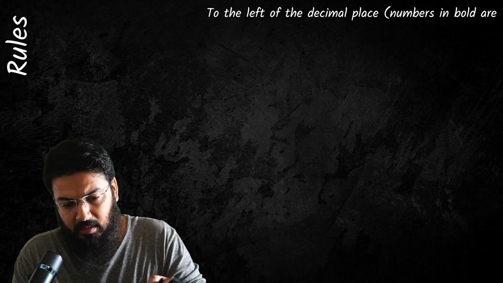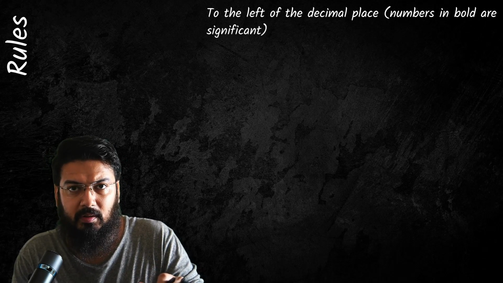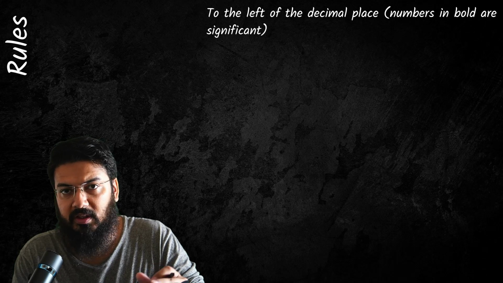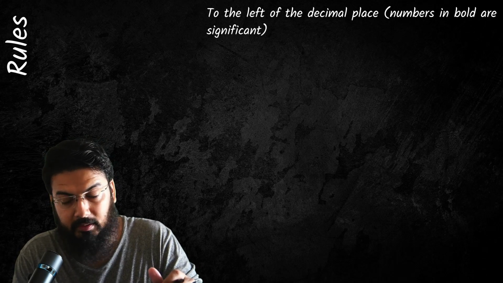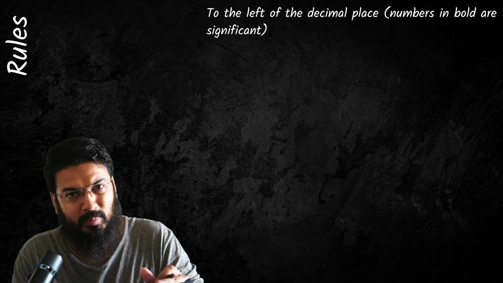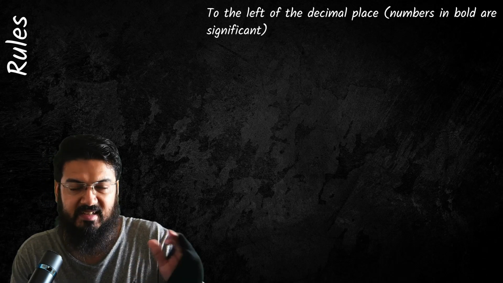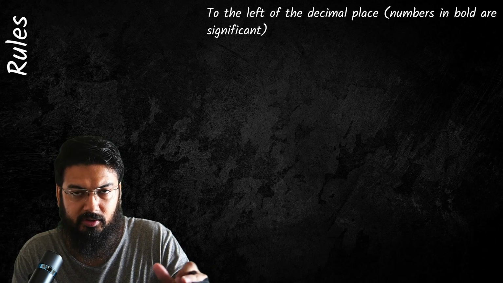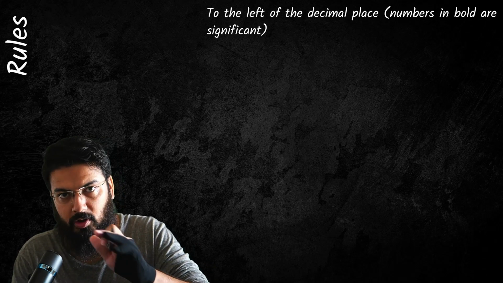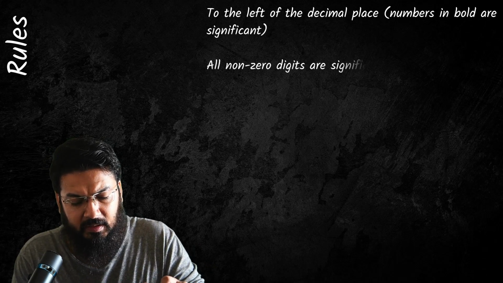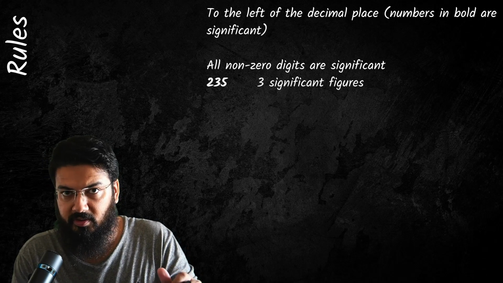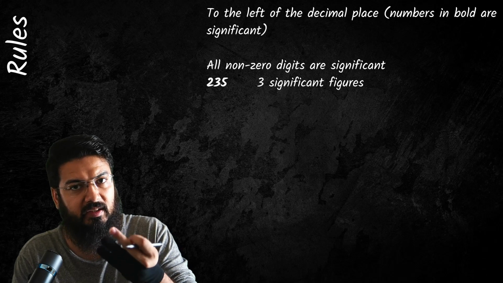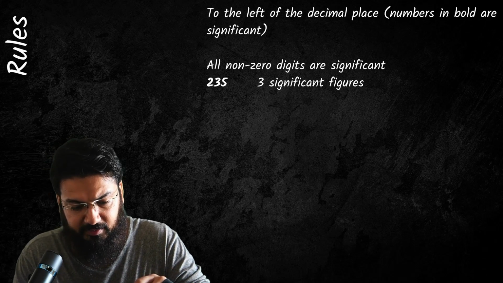All right, so we are going to talk about all the numbers that are only to the left of the decimal place, or basically we are going to talk about whole numbers right now. Okay, so not 7.5, we're just talking about 87, 21,000, these values, which do not have any decimal places. So the first rule, all non-zero digits are significant. So 235, you have 2, 3, and 5. All three of them are significant figures.